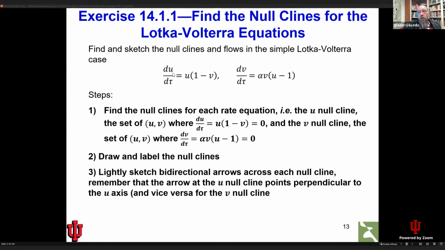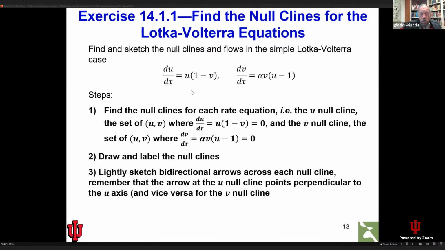Let's just look at this. The u null-cline, if u is 0, the right-hand side is 0, right? No matter what the value of v is. And so (0, v) is one null-cline. But there's a second null-cline, which is no matter what the value of u is, if v is equal to 1, the right-hand side is 0. So (u, 1) is also a null-cline. So the u null-cline actually consists of two sets, the set of (0, v) and the set of (u, 1).